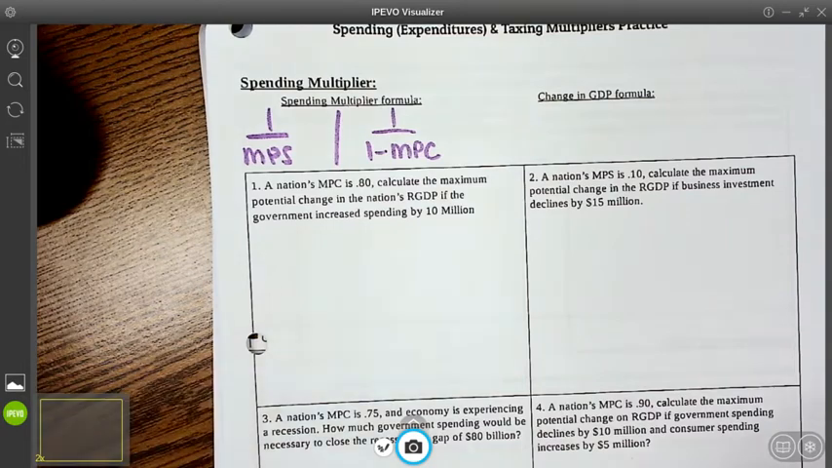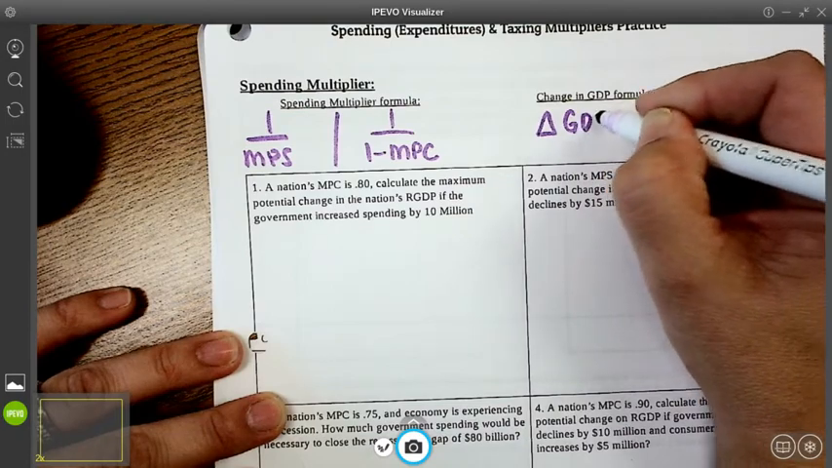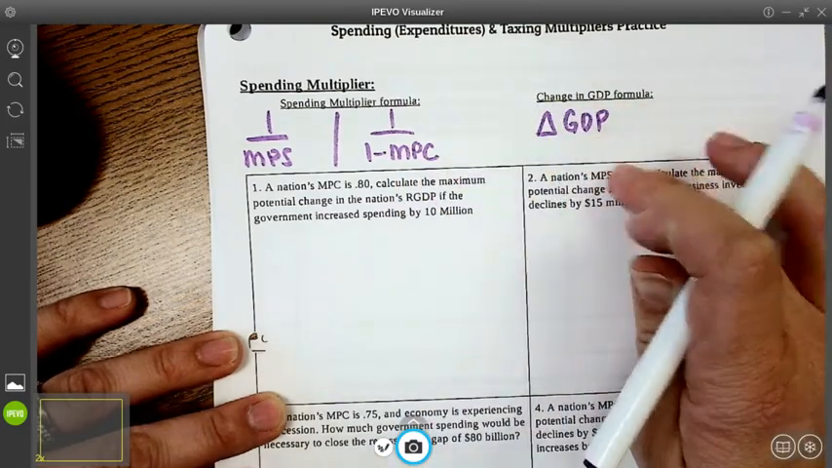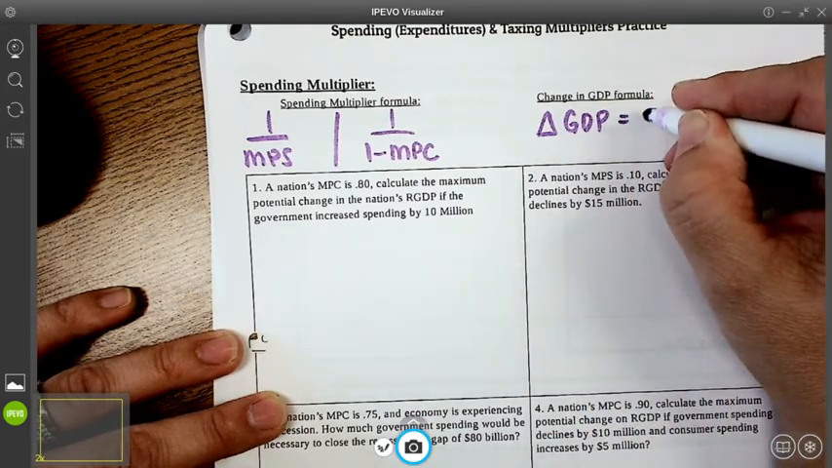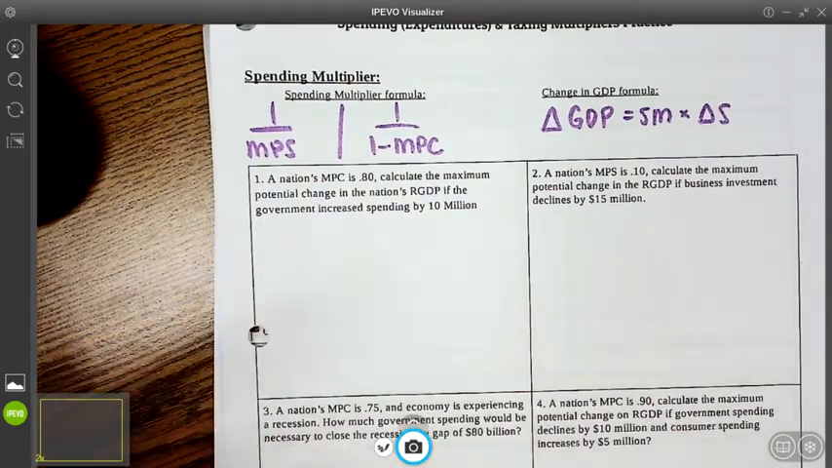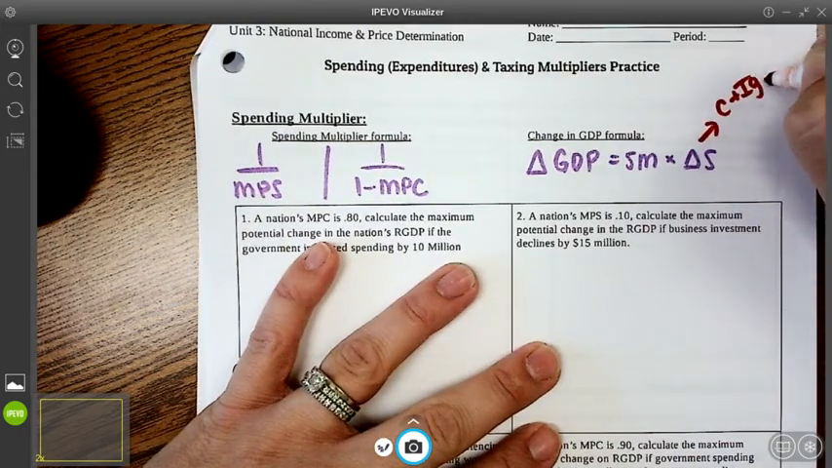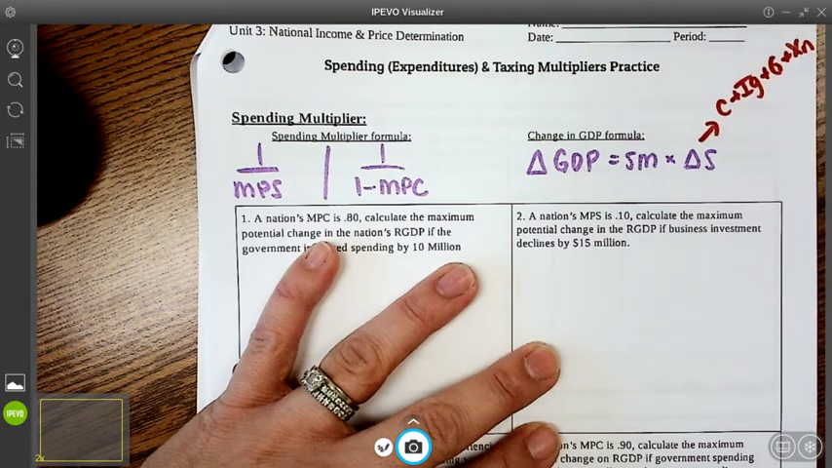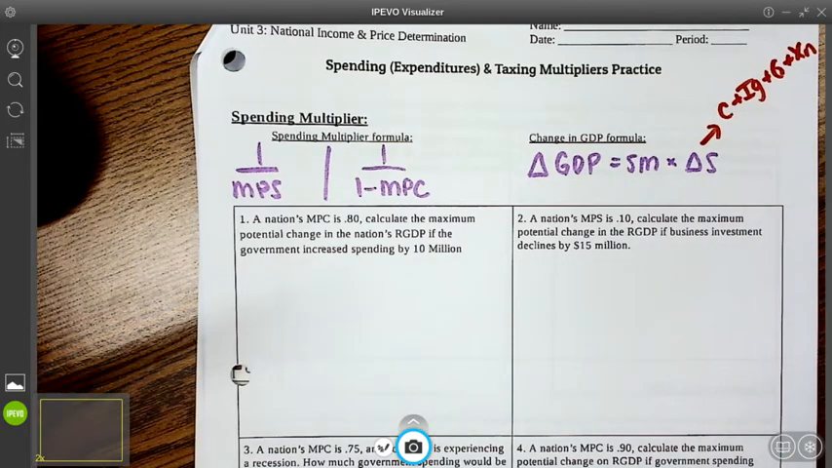The change in GDP formula is also a really important formula to know. Sometimes students struggle because they know the spending multiplier and then they don't know what to do with it. So the change in GDP equals the spending multiplier times the change in spending. And please remember that the change in spending can come from any of those categories in the expenditures approach that aggregate demand represents. So it doesn't have to be government spending, it doesn't have to be consumer spending, it can be any of those four. And we tried to create examples for you to practice that.